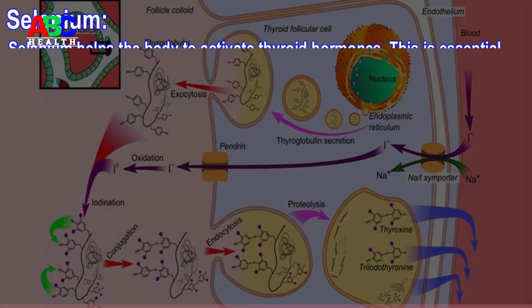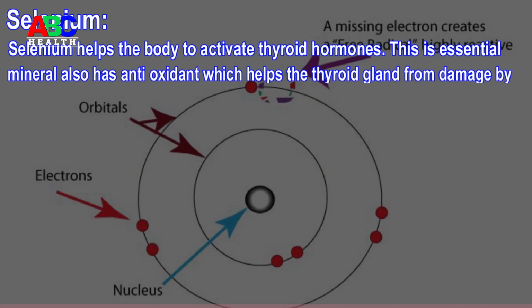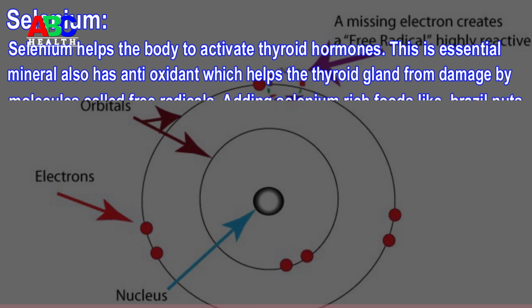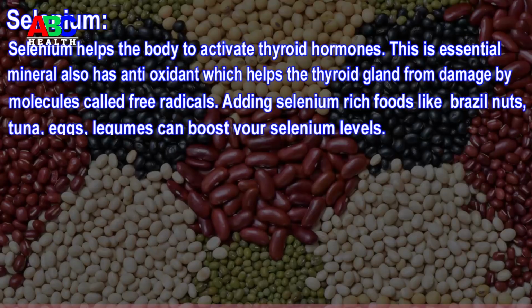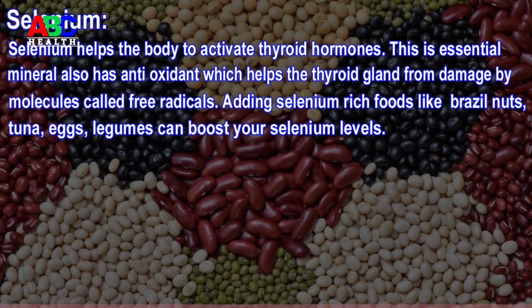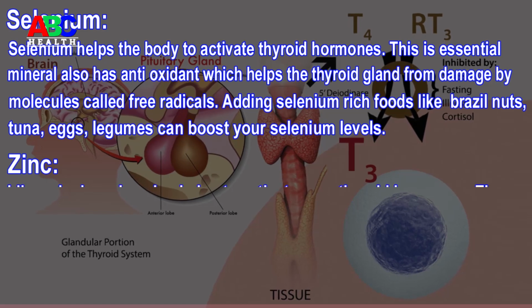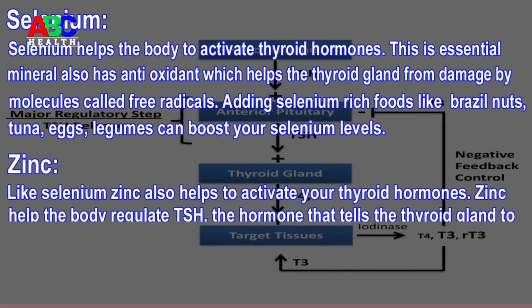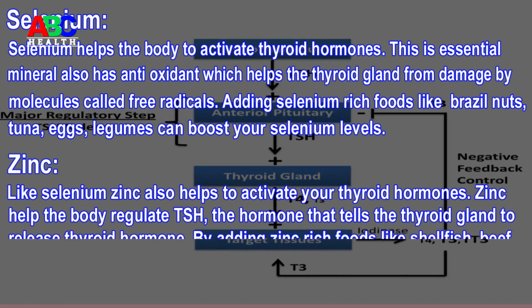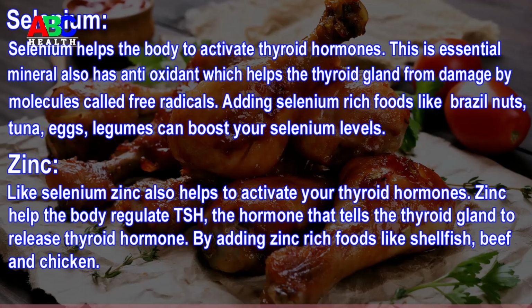This is an essential mineral that also has antioxidants, which help protect the thyroid gland from damage by molecules called free radicals. Adding selenium-rich foods like Brazil nuts, tuna, eggs and legumes can boost your selenium levels. Zinc. Like selenium, zinc also helps to activate your thyroid hormones. Zinc helps the body regulate TSH, the hormone that tells the thyroid gland to release thyroid hormone. Add zinc-rich foods like shellfish, beef and chicken.